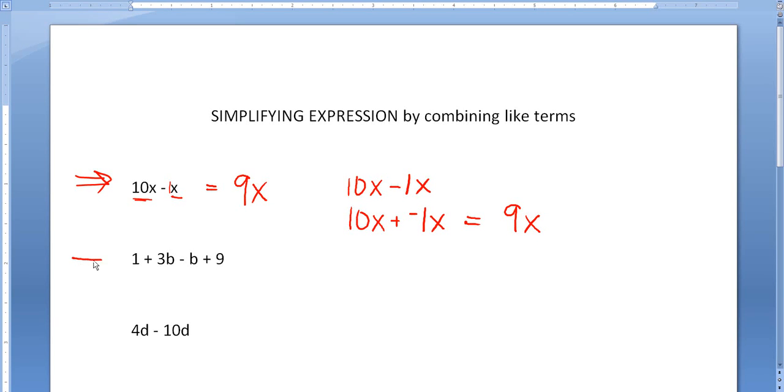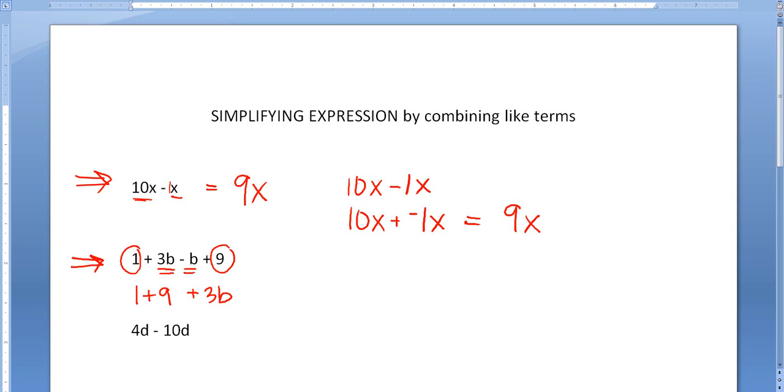Let's take a look at this one right here. 1 add 3b, subtract b, add 9. Okay, I've got two different sets of like terms here. The 1 is a like term with the 9, and the 3b is a like term with the negative b. So let's move things around and use our commutative property, which allows us to commute things around and rewrite this problem. So I'm going to rewrite this as 1 add 9. Okay, so I just commuted the add 9 over here. And then I'm going to rewrite my problem, add 3b.